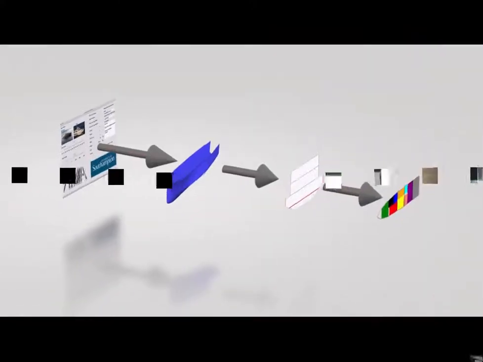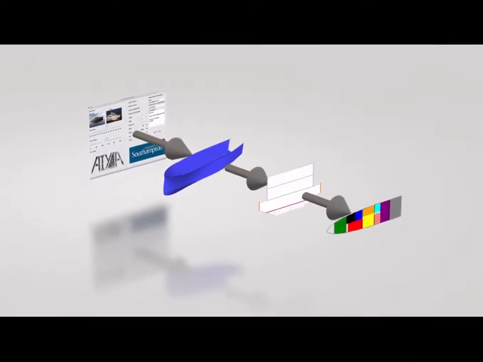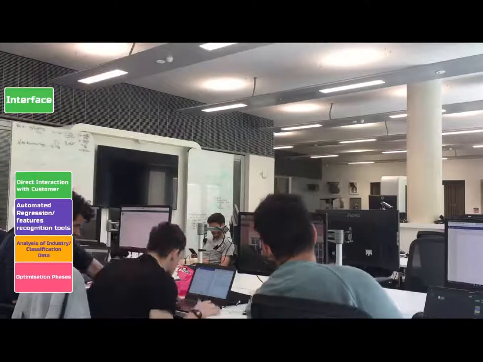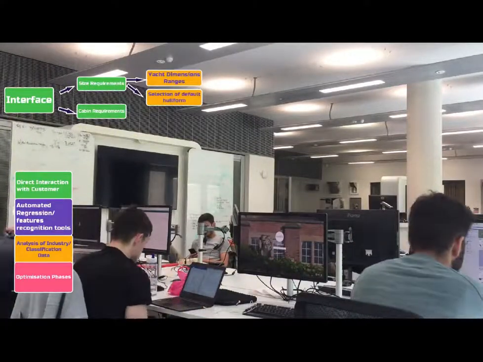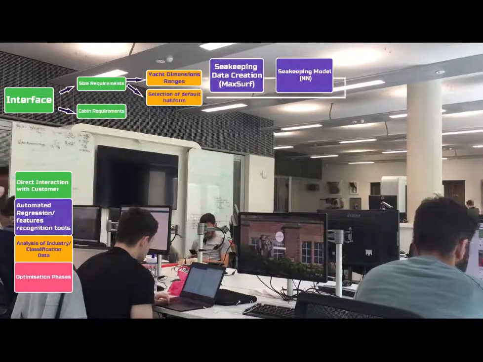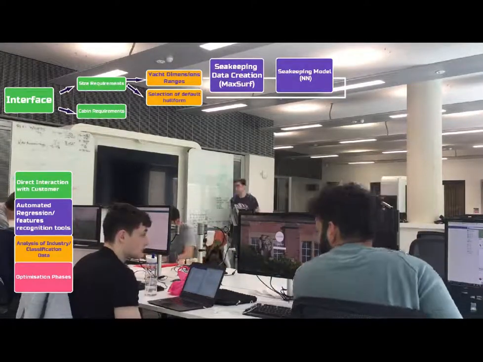AIDA is a leisurecraft design tool which uses artificial intelligence techniques to produce yacht concept designs. It all starts from the interface, where the customer sets up the size and accommodation capacity of his yacht. From regression, the program then figures out what are the acceptable yacht dimension ranges according to the customer requirements.